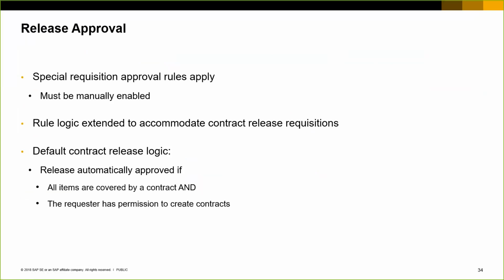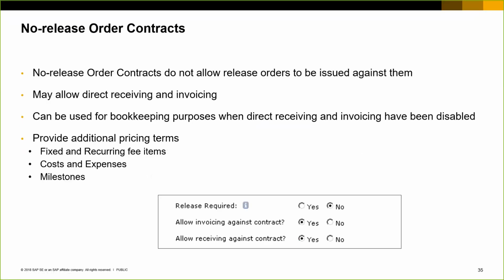Okay. So the release approval, that would be the requisition that would be generated. Unless we provide specific rules in the approval process, it behaves the same as a standard requisition, but we can create a filter rule that allows us to just say it can be automatically approved if they're all covered by a contract and the requester has the permission to create those contracts. So that's a nice thing. We don't have to put it through a double approval, right? But we have to go in and configure that.